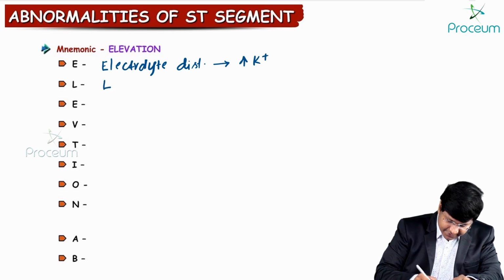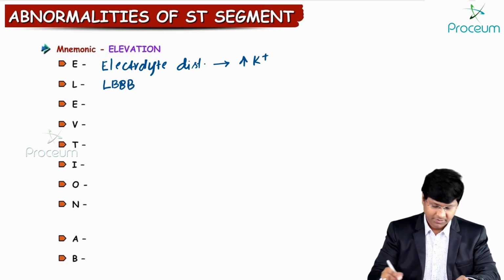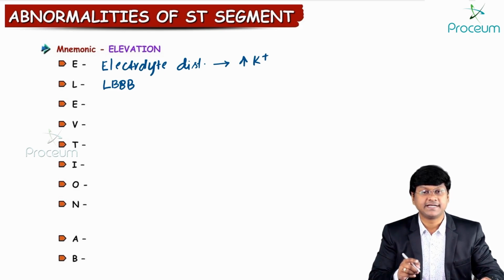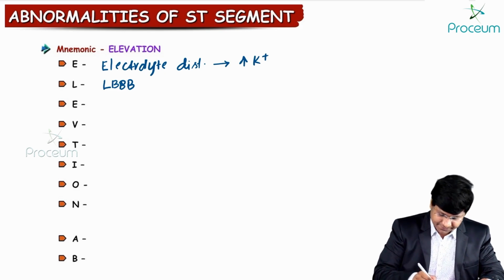And the word L stands for left bundle branch block. The word E is early repolarization variant. That is benign early repolarization.